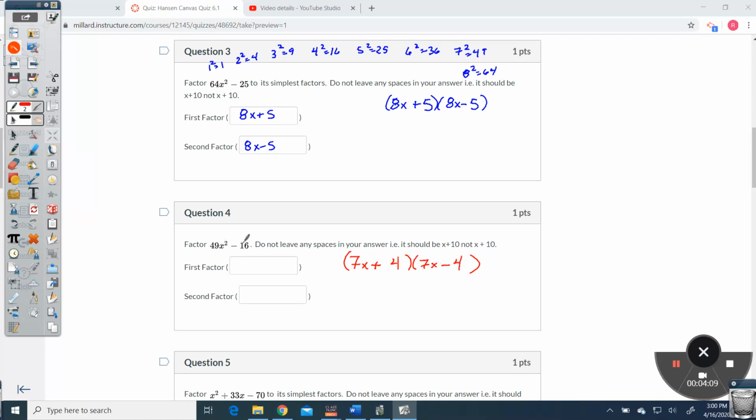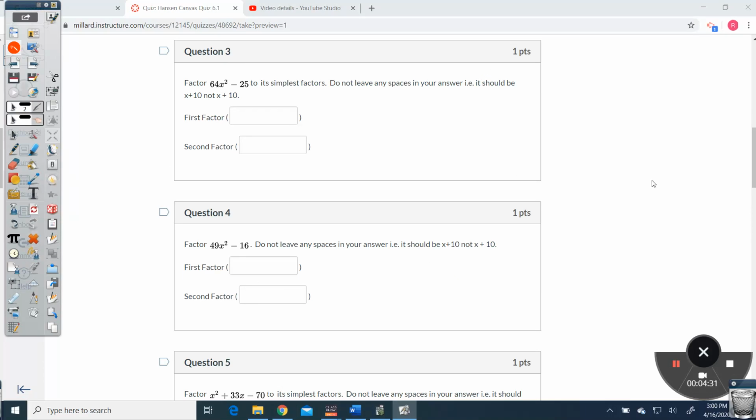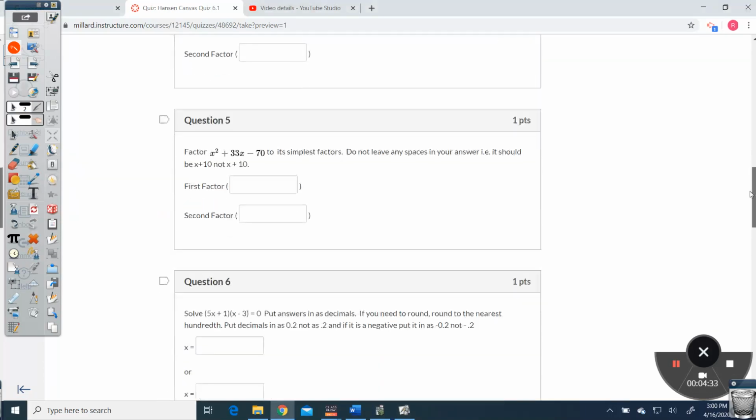So whenever these are both squared numbers and it's a minus between them, and there's not another x term, it always factors out to be the same thing with a different sign. They actually call those conjugate pairs. Okay. All right, so that's the first 4. So let's scroll on down to the next one.